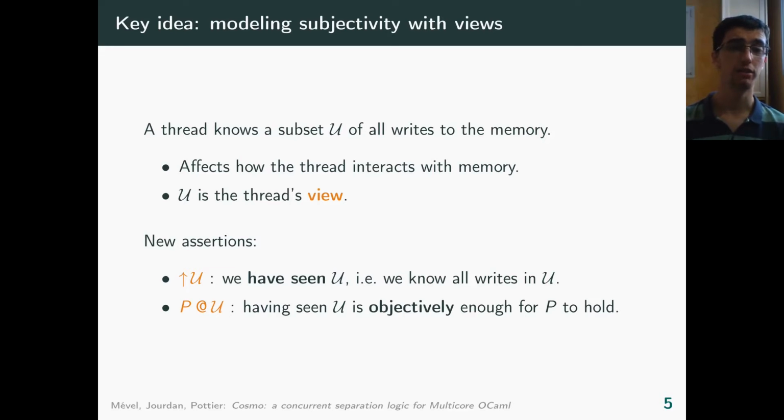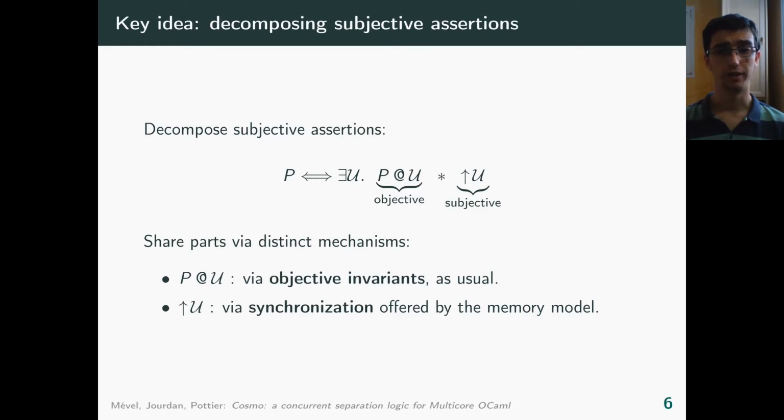So we can make a subjective assertion objective by specifying the view at which we see it. And why is it interesting? Because these new assertions are complementary. More precisely, in a logic, any assertion P is equivalent to an objective assertion of the form P at u, and an assertion of the form upper-row u for some view u.